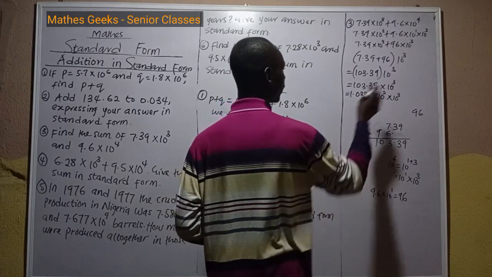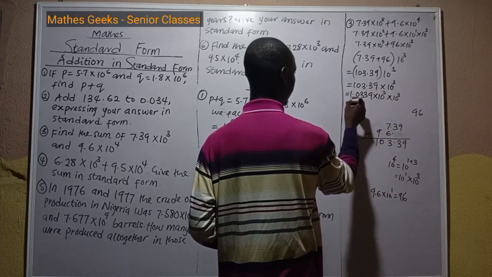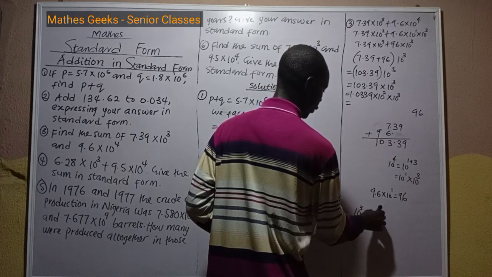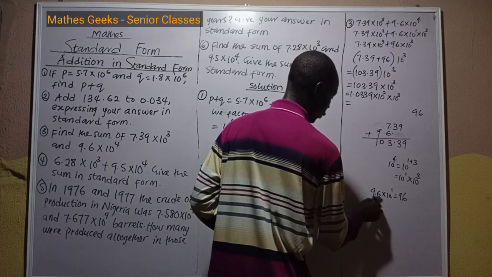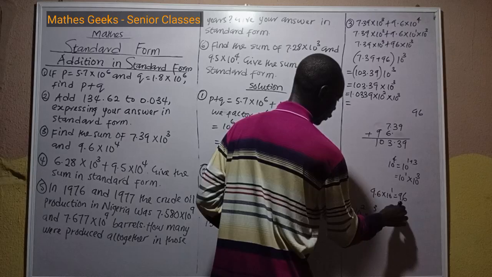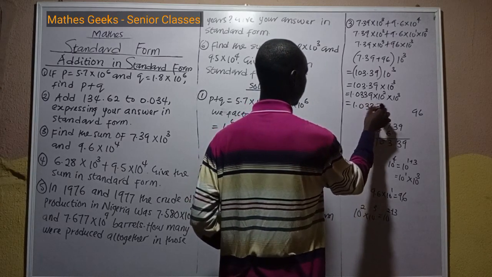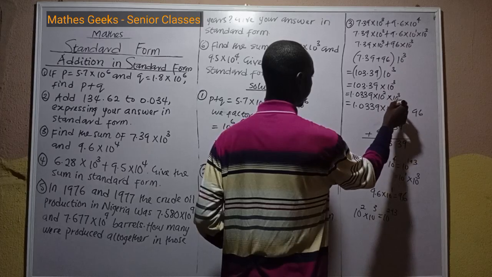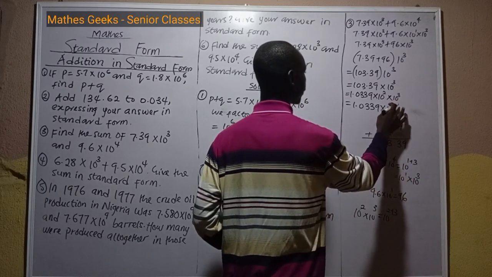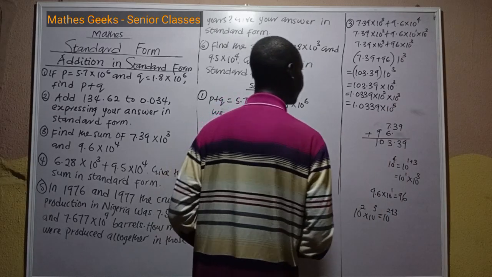Since the powers are the same, the base is the same as multiplication, from the law of indices, 10 raised to the power 3 times 10 raised to the power 2 is equal to 10 raised to the power 2 plus 2. So this was 1.0339 times 10 raised to the power 5. That's the final answer.